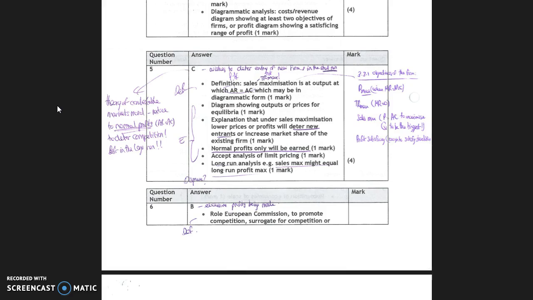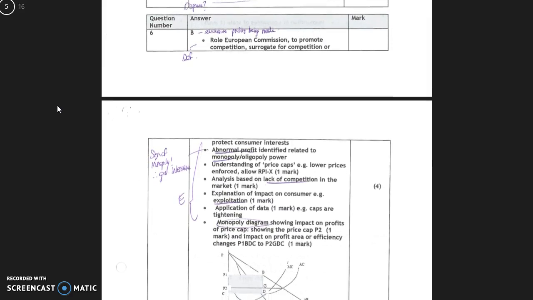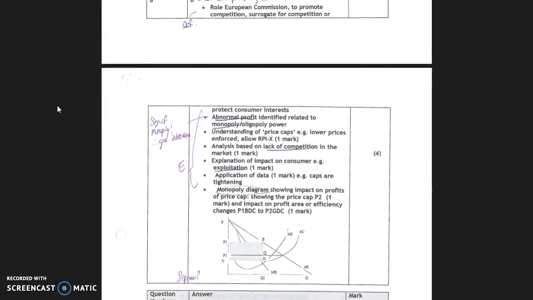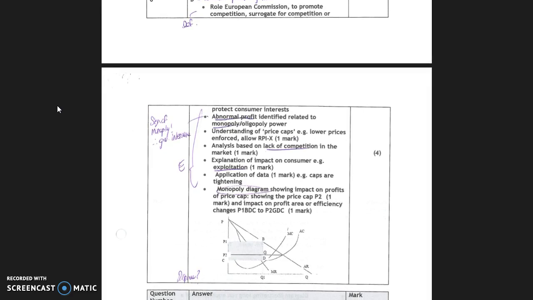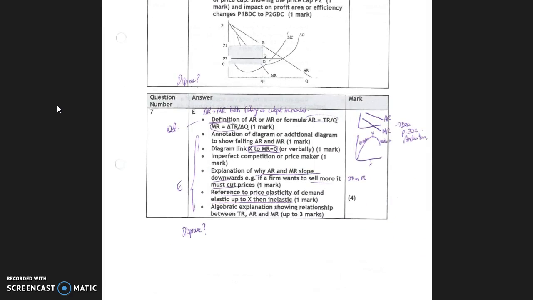There's also the theory of contestability that came in here. Reduce the normal profits to deter your competition. Question 6, excessive profit being made here, which is why the European Competition Commission would intervene with your mobile phone tariffs here. Again, abnormal profit, you could have shown it diagrammatically even for the monopoly. Okay, so any sign of monopoly, the government are going to intervene.